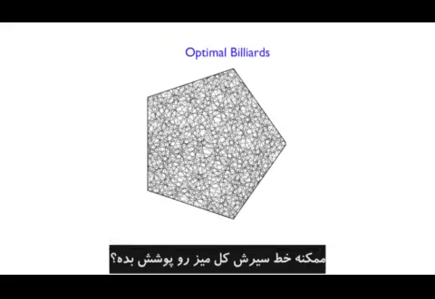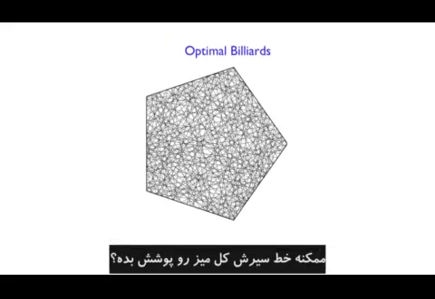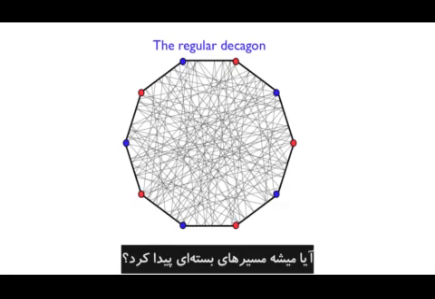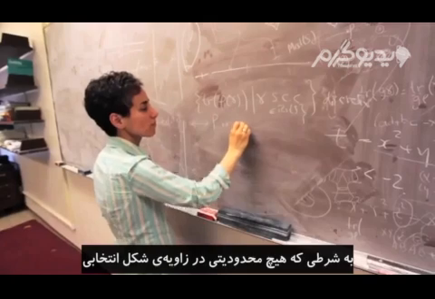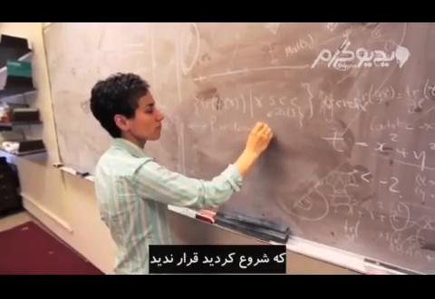Would it cover all your billiard table? Can you find closed billiard paths? And interestingly enough, this is an open question in general if you don't put any restrictions on the angles of the polygon that you started.